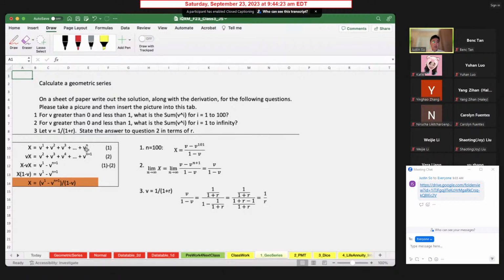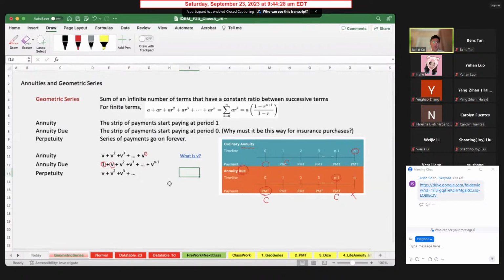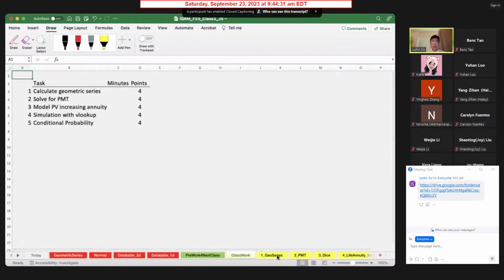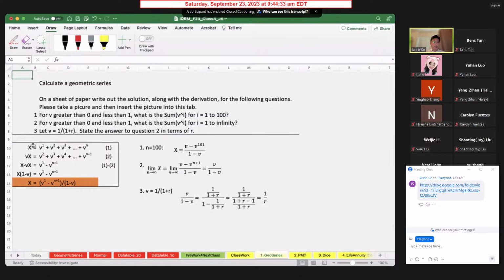From V to the N, right? This is the first setup we saw here, right? Annuity. Let's call it X. And we call that equation 1. Now multiply the V, the factor, right, to both sides. So this one becomes Vx, and then the right side starts with V squared and goes all the way to V to the N plus 1.